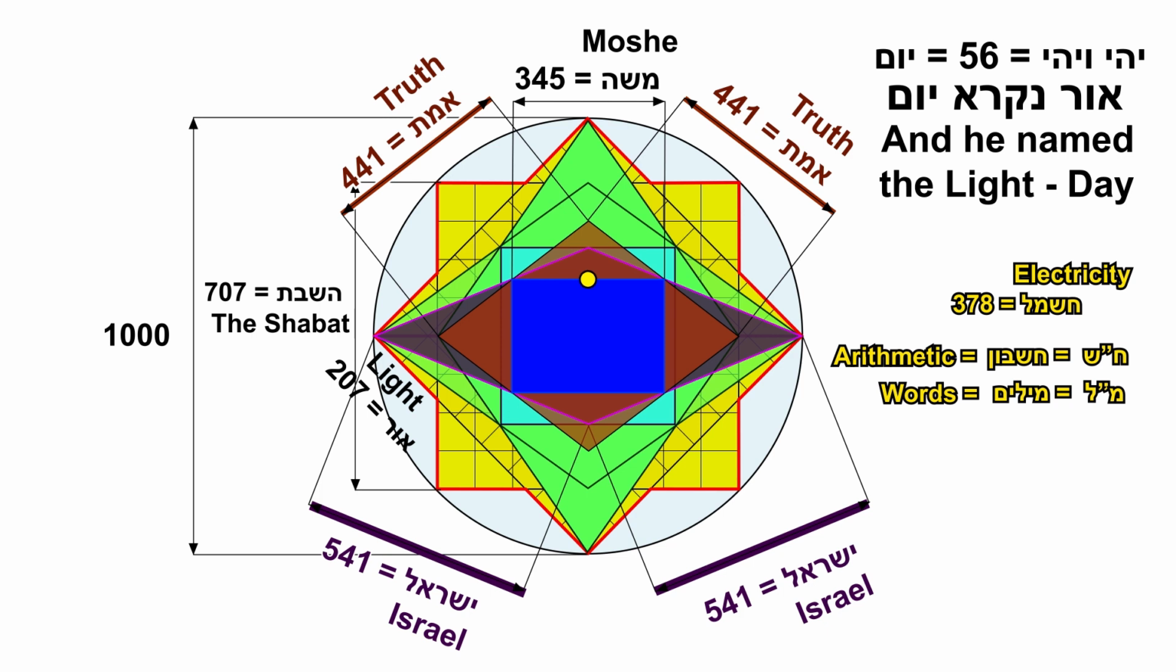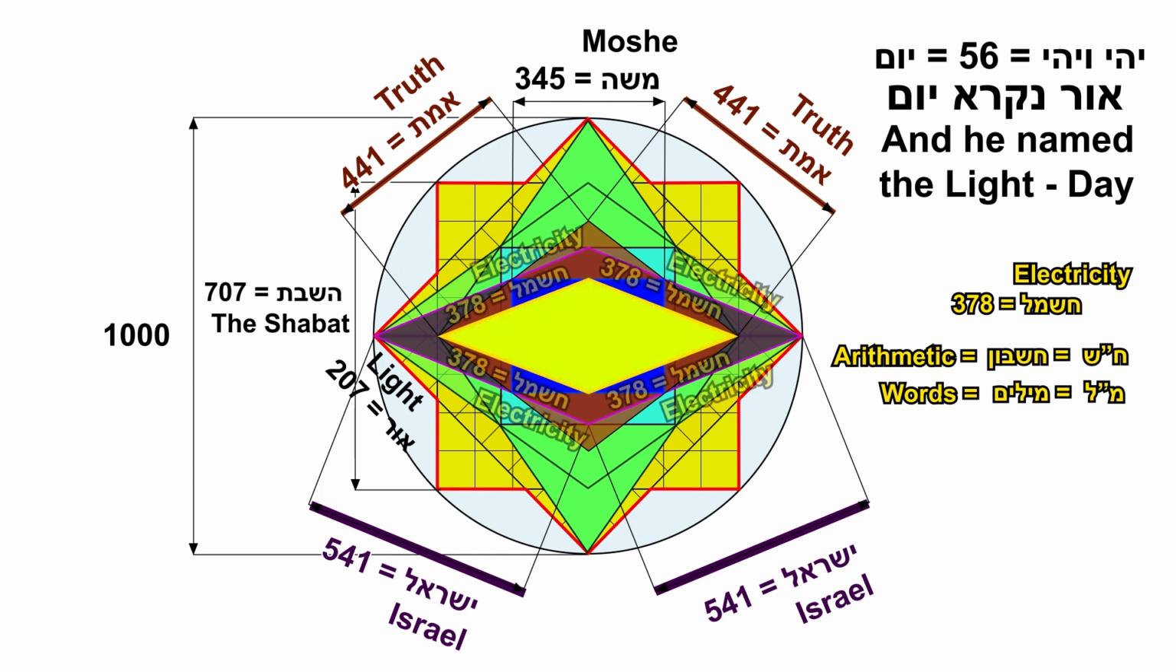When we examine the fourth day, the decimal geometry of 4, the Shabbat square, and heavenly lights, the truth, Israel, Moses, the 22 letters, and Messiah, we see the formation of an electric rhombus in the center of the field. The electric core, Chashmal, is made of numbers and letters, arithmetic and words, and it contains a 253 diameter circle.